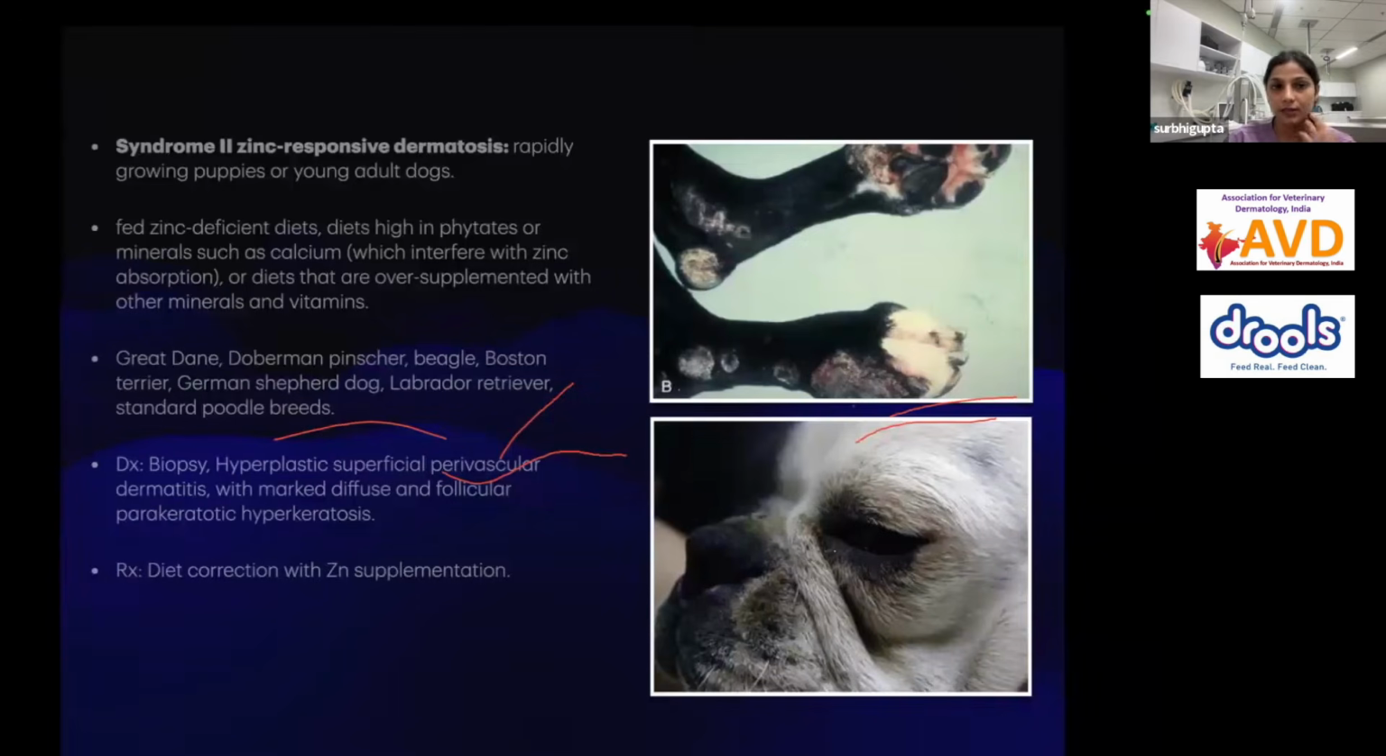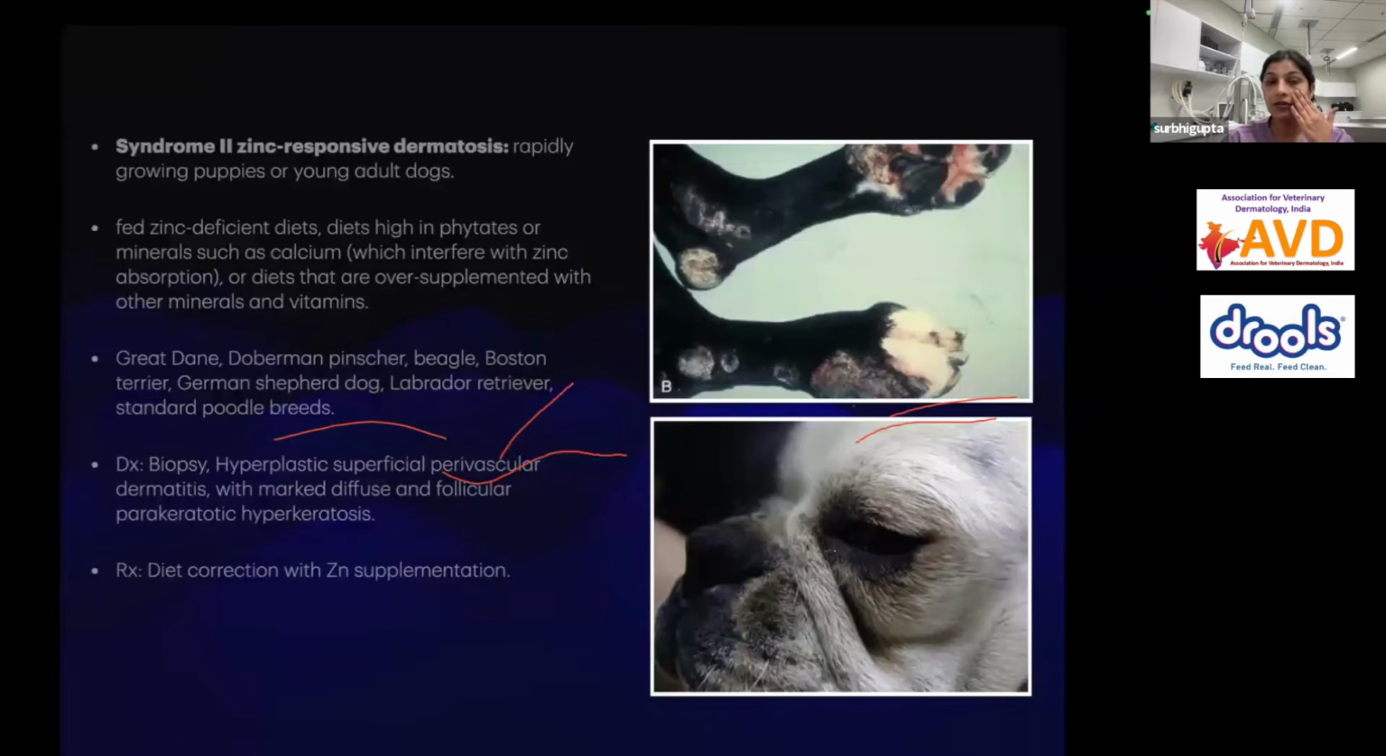And the second type is actually seen in growing puppies when you are giving a diet which is deficient in zinc, or a diet which is high in phytates or in other minerals which compete with zinc absorption. Like a diet very high in calcium will compete with zinc. So in that case, just provide a good zinc diet and they become completely normal.